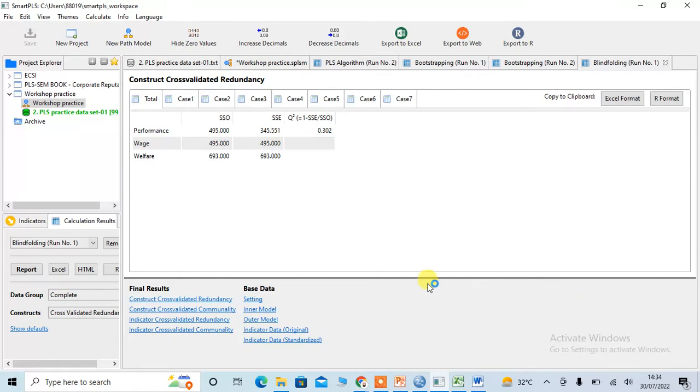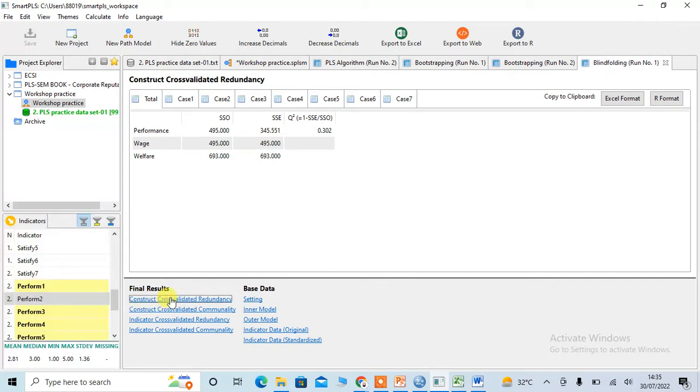So, you get the result of this, right? Construct cross-validated redundancy and construct cross-validated communality. How to extract the result and how to present the result? It is construct cross-validated redundancy. This is the result. You can extract these results and put them into the Excel sheet.